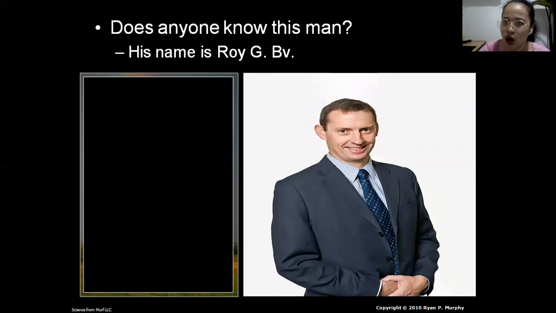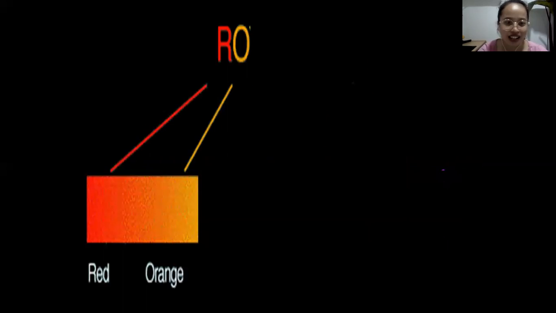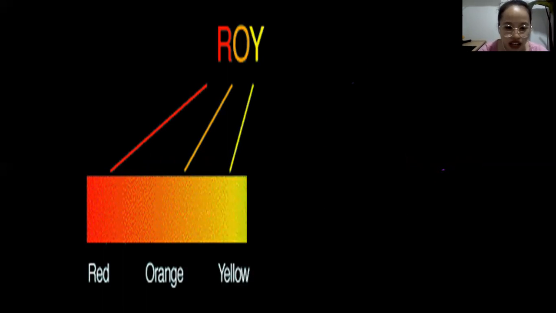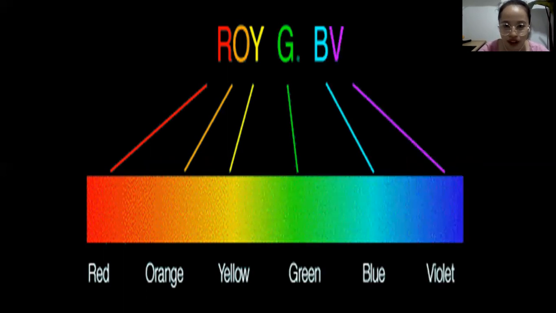Does anyone know this man? His name is Roy G. Biv, okay? He is the one who discovered the rainbow. Remember the rainbow, the Roy G. Biv? That's the visible light. R stands for red, orange, yellow, green, blue, violet. Or we will put here to become Roy G. Biv. So B, then indigo, then violet.